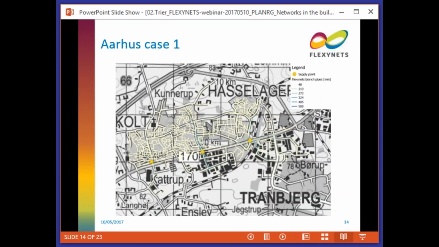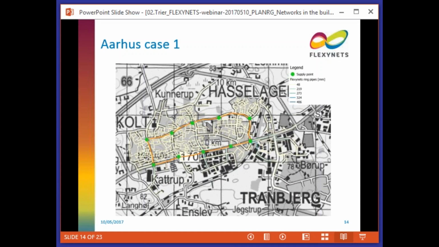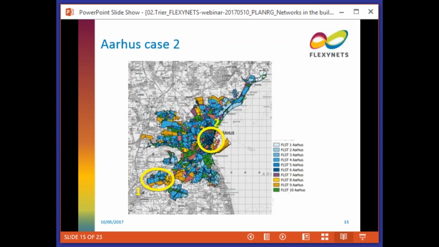And it might be a bit hard to see, but this is just an example of the tree structure, where we have centralized supply points and branches to reach all the consumers from that. And similarly, when applying the ring structure, we also need to have branches going from the ring out to reach every consumer. So this is a comparison between the different structures, as well as the different temperature levels in the FLEXYNETS versus the traditional district heating temperature levels.